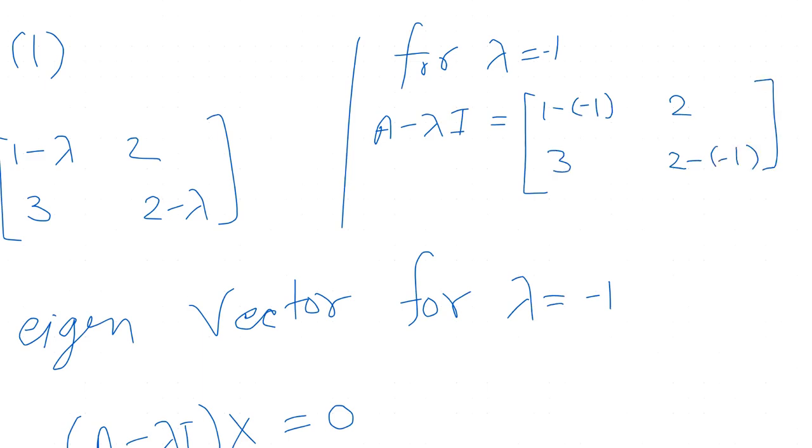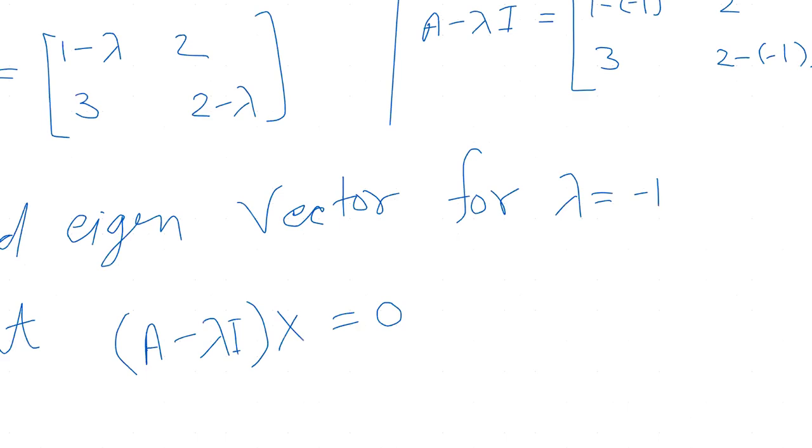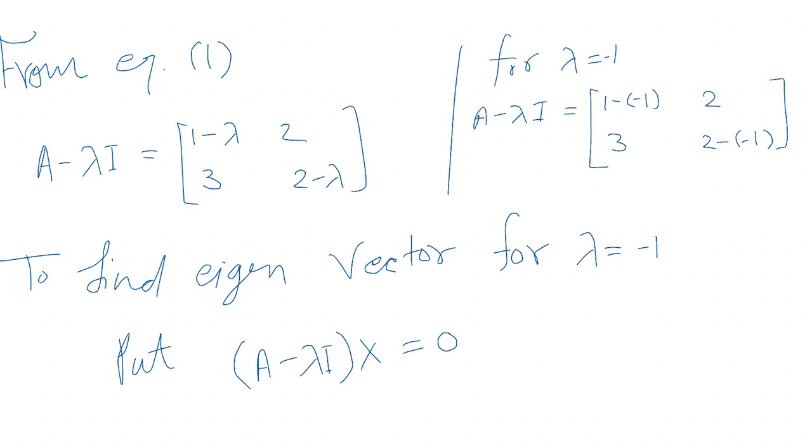So from here, A minus lambda will be equal to, you will have 3, 2, 3. Sorry, 3, not 3. Here we will have 2, because 1 minus -1, we have 2. And here we have 3, 3. So this is matrix A minus lambda into I.